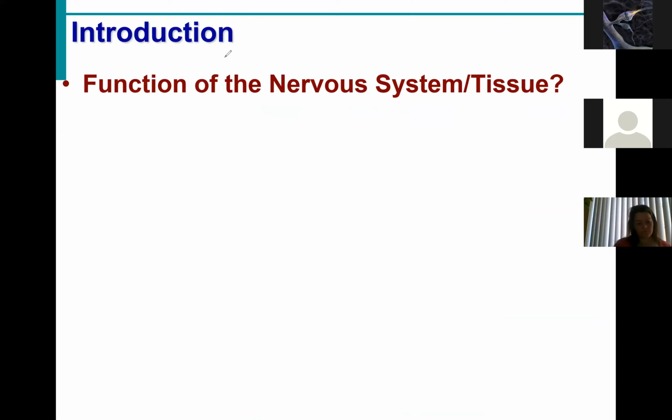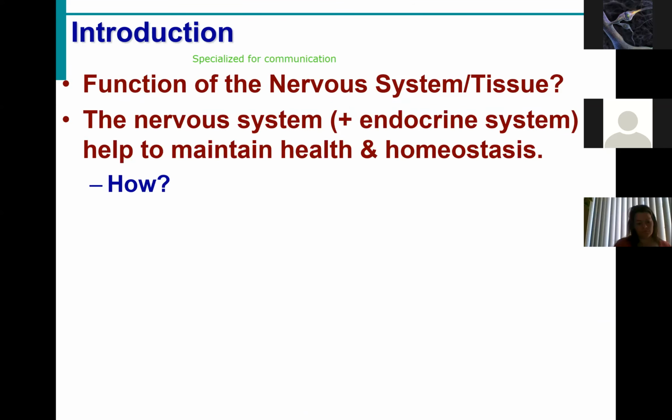So when we think of the nervous system and the function of the nervous system, as we have already talked about many times in this class, our nervous system, along with our endocrine system, are systems that are specialized for communication. Right? And that communication allows us to communicate with different parts of our body and plays a vital role in maintaining our health and homeostasis, right?